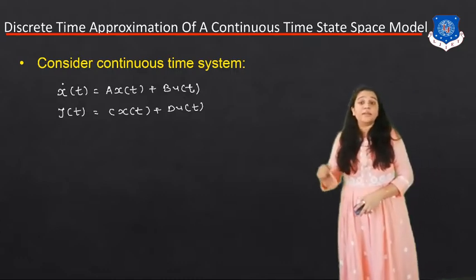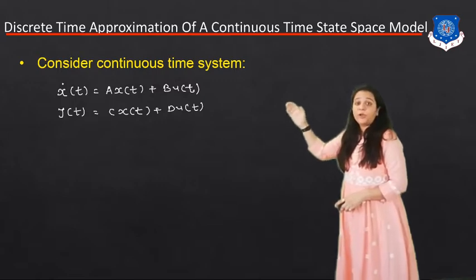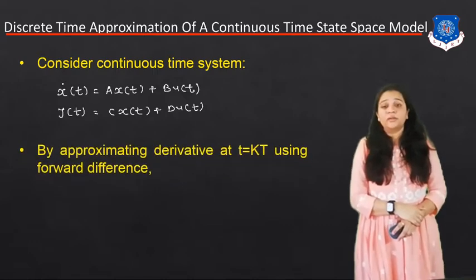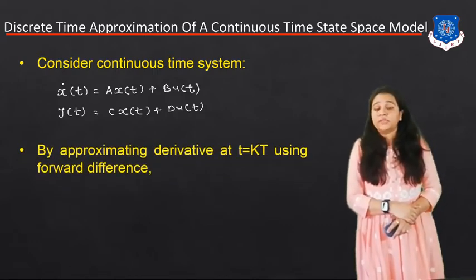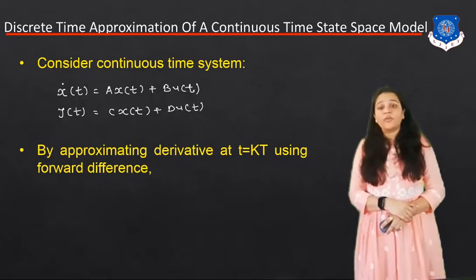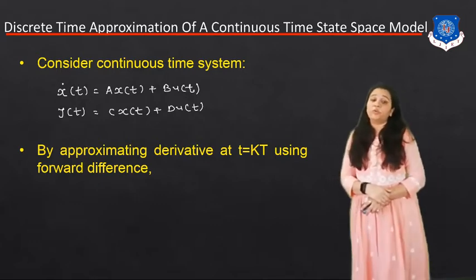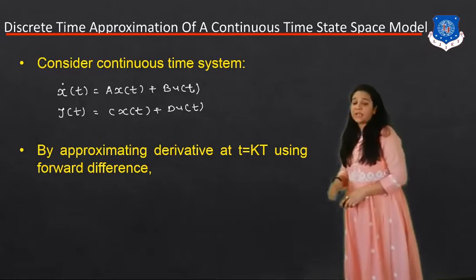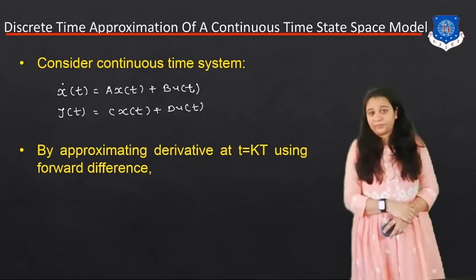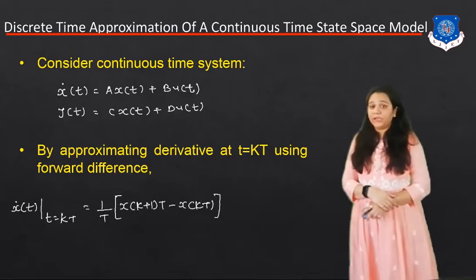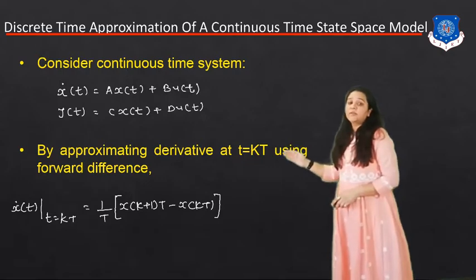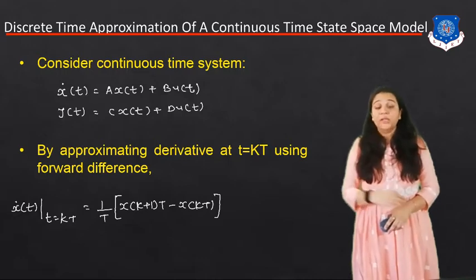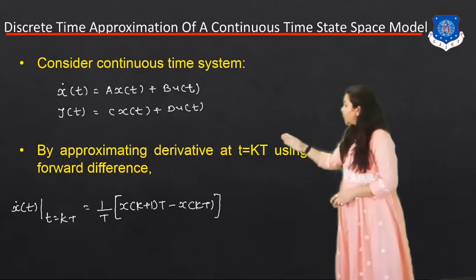Now we have to convert this continuous time state system into the approximation of the discrete time state space analysis. We can put t equal to kT using the forward difference equation, and then take the approximating derivative. What is kT? k is the sampling index and T is the sampling time. So x dot of t, where t equal to kT, is equal to 1 by T times x of (k plus 1)T minus x of kT. Here we use the forward difference equation.